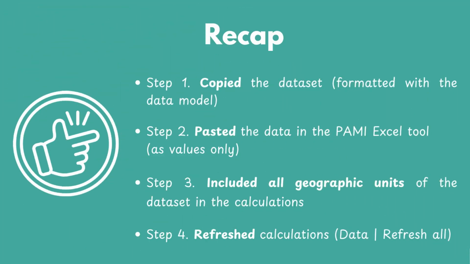Here is a recap of the simple steps we took to have all outputs ready in the PAMI Excel tool. First, we copied our dataset that was formatted in accordance with the data model template. Then, we pasted it as values only in the Data Input table sheet of the PAMI Excel tool. Next, we made sure to include all of the geographic units of our dataset in the calculations. Lastly, we refreshed calculations in all the sheets of the PAMI Excel tool by clicking Refresh All in the Data tab. And that was it.